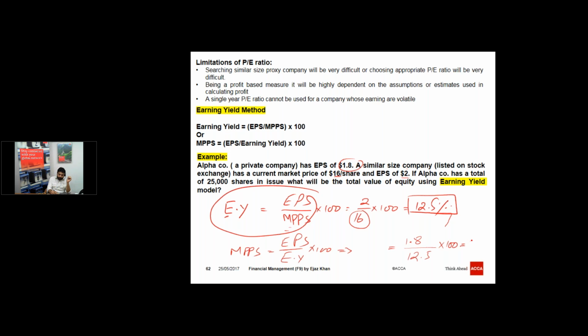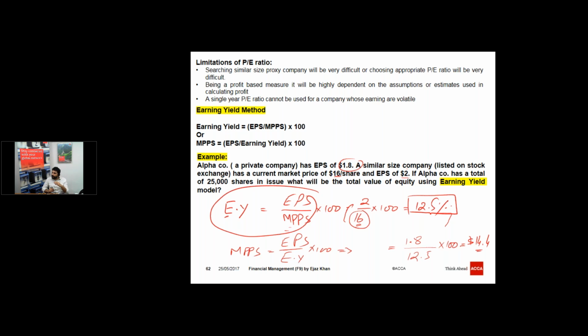It's the same 14.4, remember? So whatever rule was applied to the price earning ratio will be applied here. The 2/3 and 1/2 will be the same. Now let me explain. This is a listed company, right? And the shareholders are paying $16 for the share against the earning of 2. It means they require 12.5% return against the value of investment.